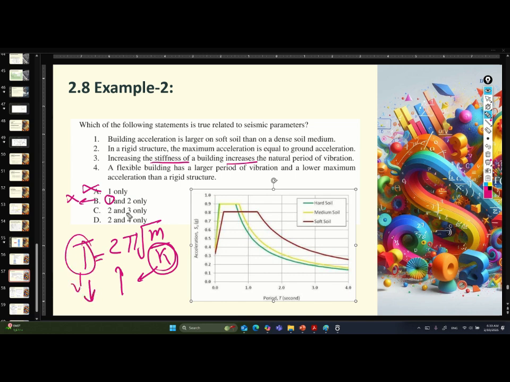So 3 is wrong, so C is wrong. So the only answer giving for me is B, D. So it will be D. In a rigid structure, the maximum acceleration is equal to the ground acceleration.